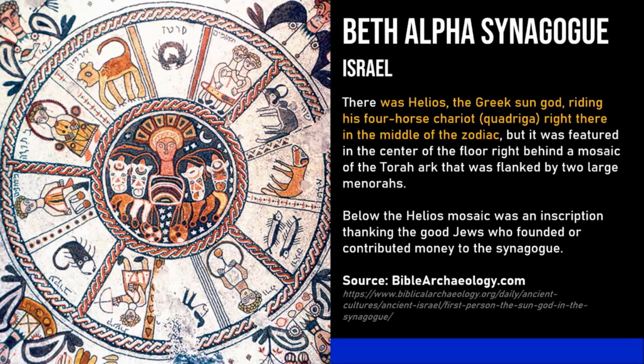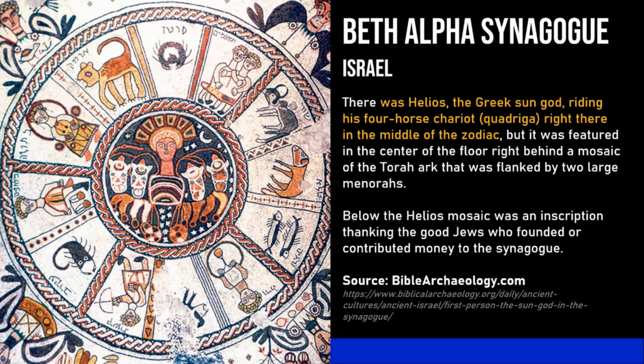As a matter of fact, if you take a look on the left-hand side, this was found in Israel. This is the Beth Alpha Synagogue. There was Helios, the Greek sun god, riding his four-horse chariot, the quadriga, right there in the middle of the zodiac. But it was featured in the center of the floor, right behind a mosaic of the Torah ark that was flanked by two menorahs. Below the Helios mosaic was an inscription thanking the good Jews who founded or contributed money to the synagogue.